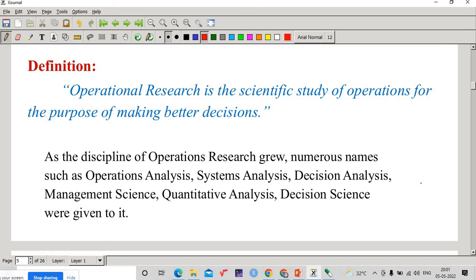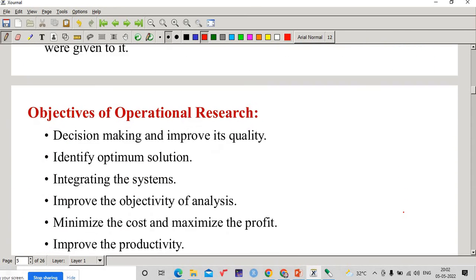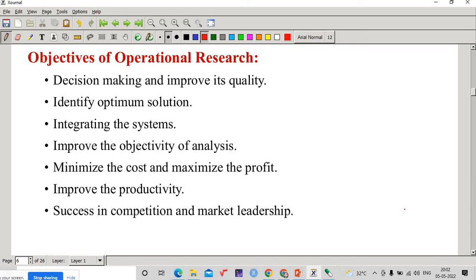So this is one more formal definition of operational research: it is a scientific study of operations for the purpose of making better decisions. So many more things are included in terms of definitions. You can go into the details. We come now to the objectives of operation research.